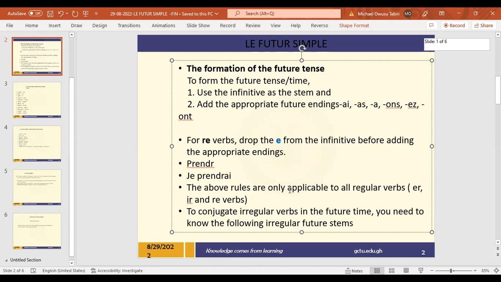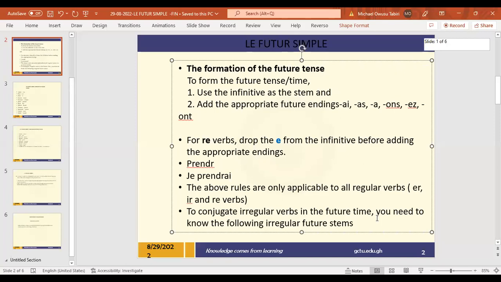The above rules are only applicable to regular verbs. That is, you see the verb ending in ER and they are regular. They follow the normal or specific pattern of conjugation. Then you go by this rule. That is the point. But to conjugate irregular verbs in the future tense, you need to know the irregular future stems. Don't forget that.